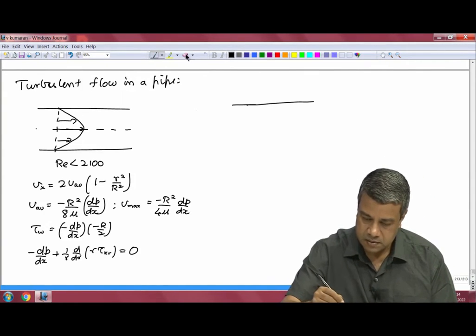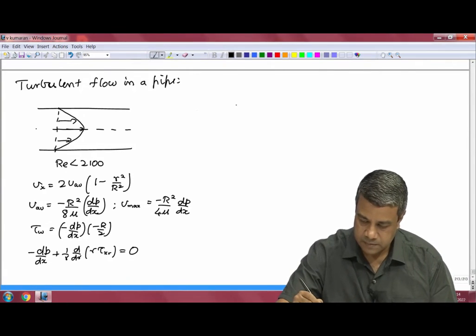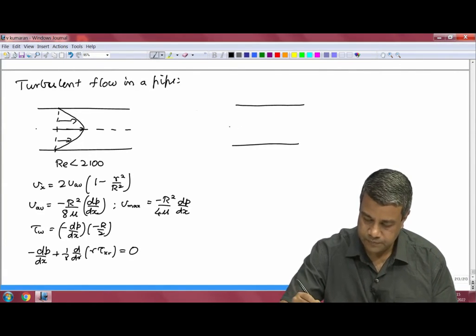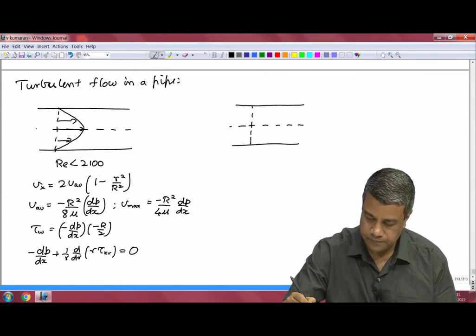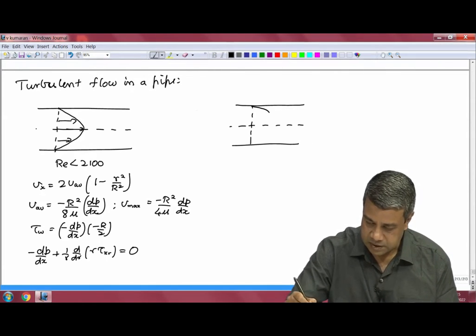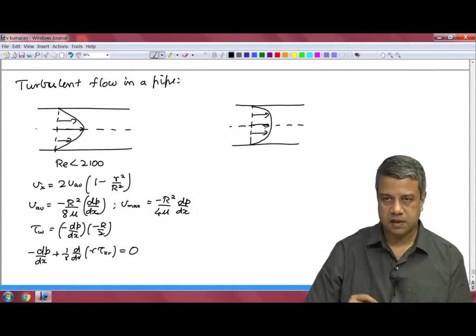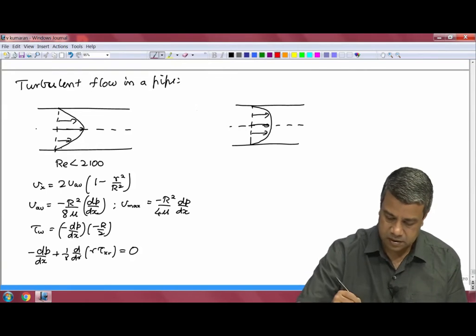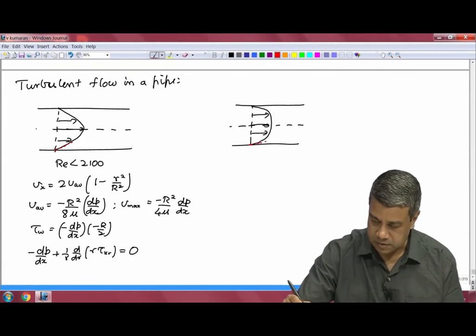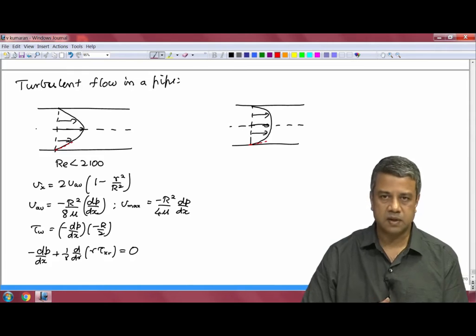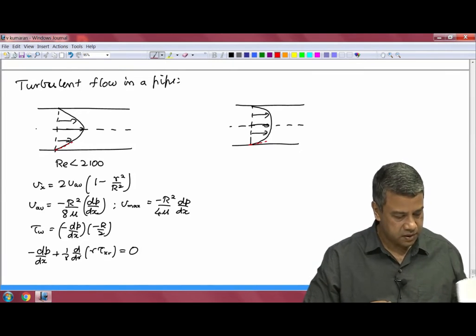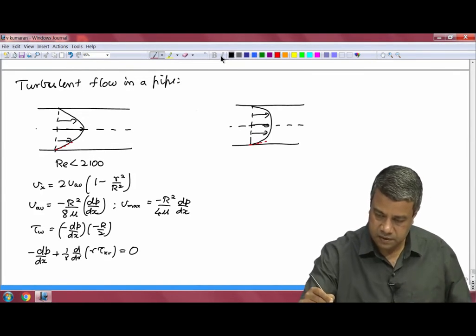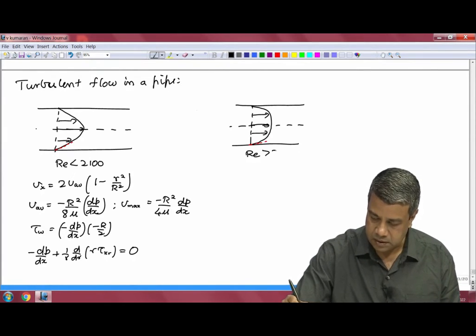When the Reynolds number exceeds 2100, the flow becomes turbulent. The average velocity, what is called the mean velocity in this case, is more plug like, with a smaller curvature at the center and steeper gradients at the wall in comparison to a laminar flow. Steeper gradient at the wall, a smaller gradient at the center. This is for a turbulent flow, for Reynolds number greater than 2100.